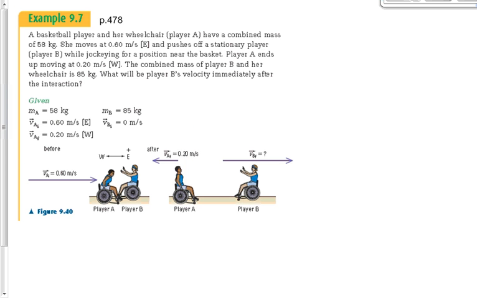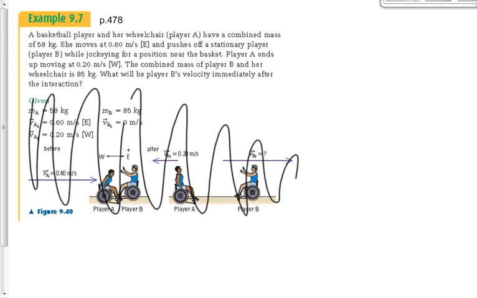Okay, let's do another example here. 9.7. This one's similar, but yet a little bit different. Let's scratch out this stuff because I shouldn't have even put that in your notes, because basically they give us the givens already. A basketball player in her wheelchair has a combined mass of 58 kilograms. She moves at 0.6 to the east and pushes off a stationary player. Once again, the second player isn't moving, just like in the last questions we did. Player A ends up moving to the west.